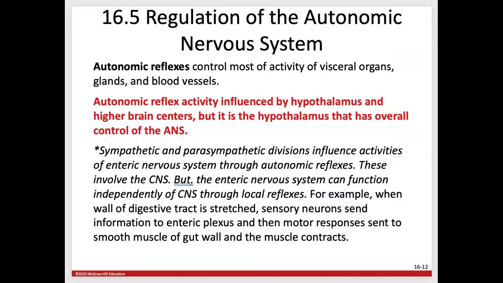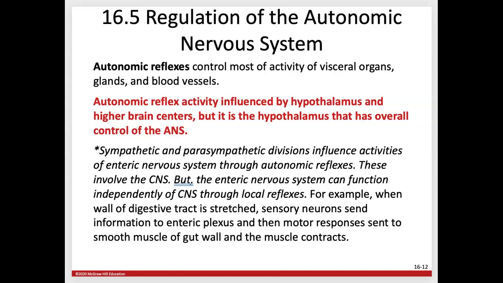So, regulation of the autonomic nervous system. We have autonomic reflexes that control most activity of the visceral organs, the glands, and the blood vessels. Autonomic reflex activity is influenced by the hypothalamus and the higher brain centers. So the autonomic reflexes are controlled by the brain, but it is specifically the hypothalamus that has overall control of the ANS.